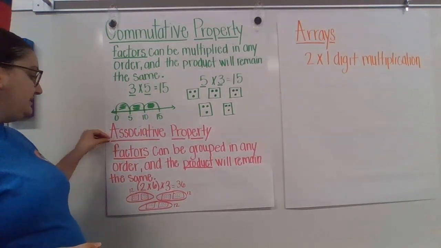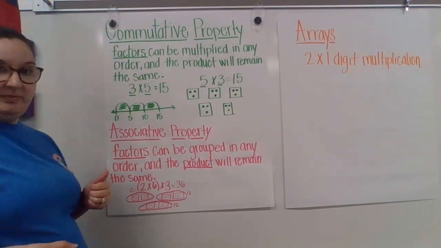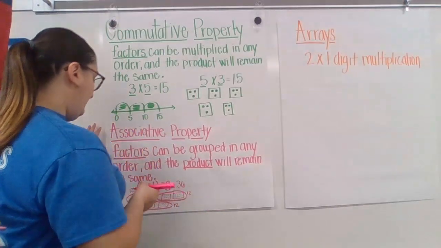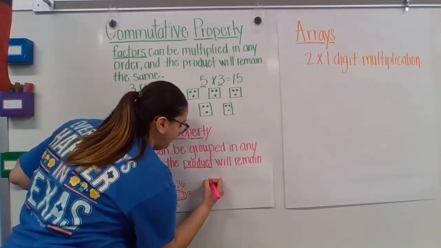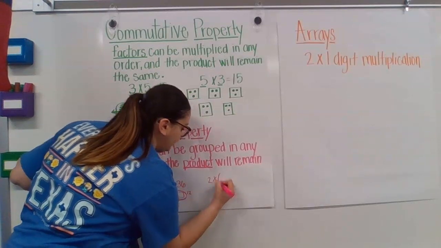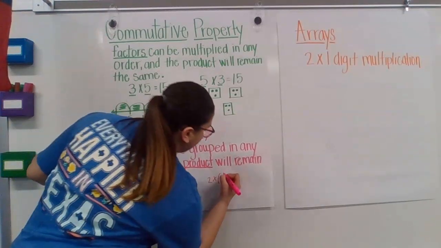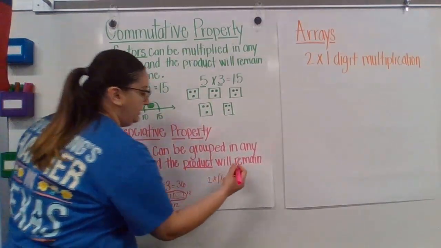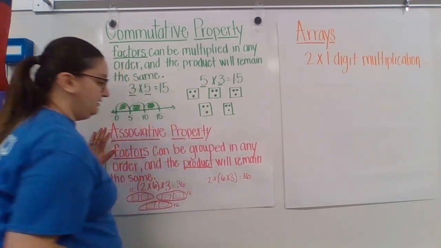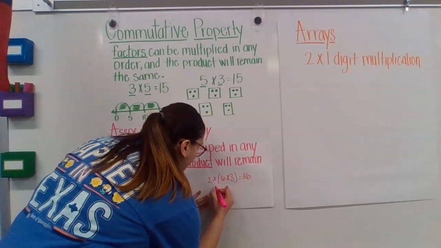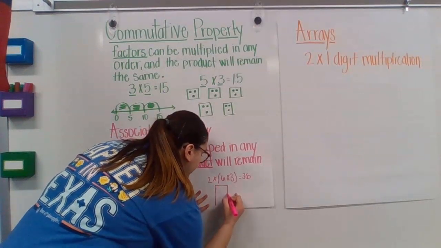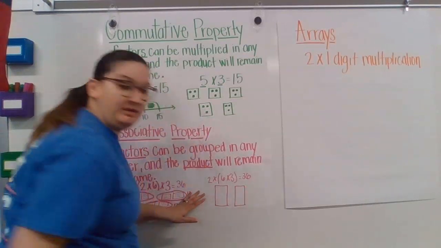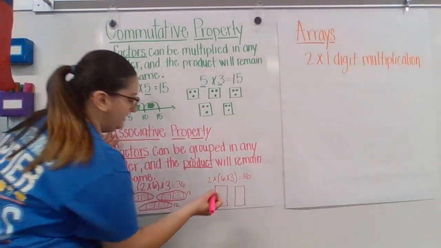Okay, now this is telling me that no matter the way I group them, my product will be the same. So if I change the order of the group, so now I'm going to say I have 2 times 6 groups of 3, and they're saying that that's going to come out to 36. Okay, so I'm going to do an array for this. So I'm going to have two arrays or area models. Here's one. Here's one. I need two of them. And in each one of these, I'm going to have six rows of three.